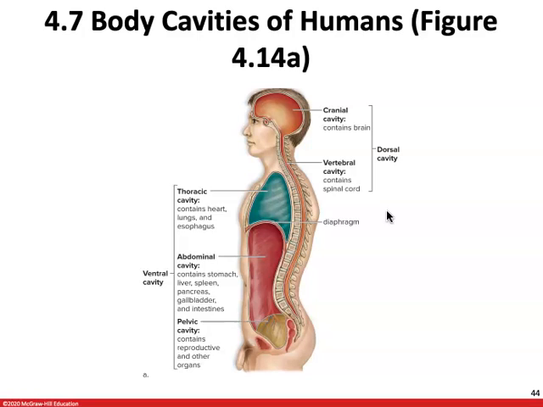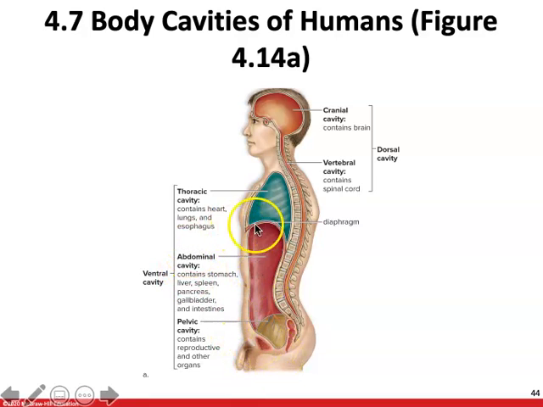The next thing I want to talk about are the body cavities found in humans. There are two main cavities that we're going to discuss, ventral and dorsal. The ventral cavity is going to be found in the front of the body, if you can think of it that way. This is going to contain the thoracic, abdominal, and pelvic cavities.